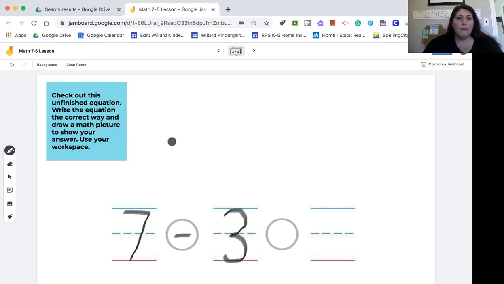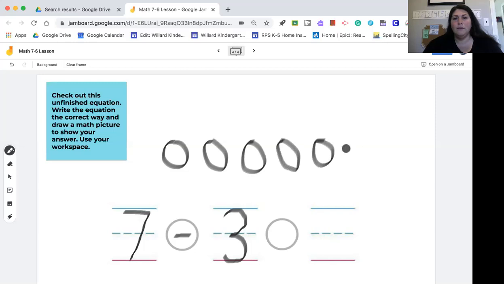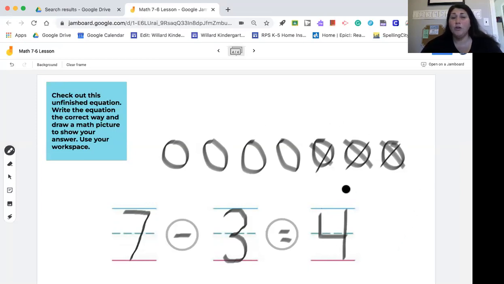And now I'm going to start by drawing my picture to help me solve this problem. So I need to have 7 circles because that's my whole. Then I'm going to take away 3. 1, 2, 3. So 7 take away 3 is, and let's see what's left, 1, 2, 3, 4. So I finished this equation so that it makes sense. And I drew a picture that also works with it.